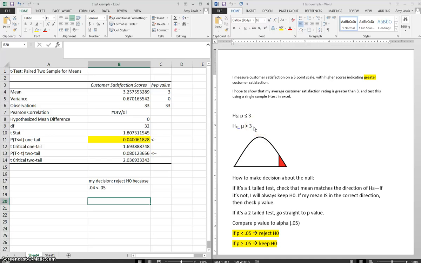This is a probabilistic judgment. This is based on the 5% alpha or chance of making a type 1 error, but that would be my conclusion. I would say that this evidence is inconsistent with the null, that is, that the mean is 3 or less. And that's how I'd go ahead and finish up by making my decision.